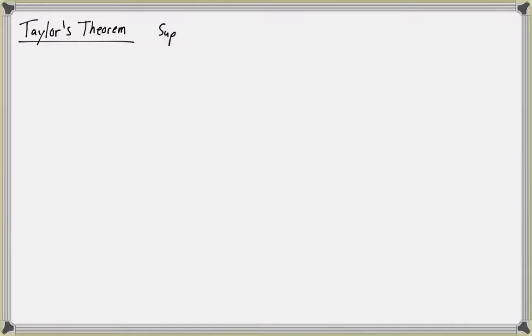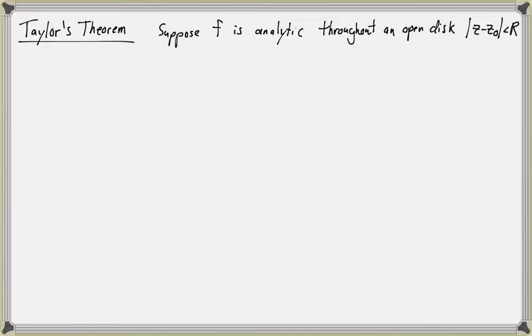So suppose f is analytic throughout an open disk absolute value of z minus z0 is less than capital R0. So this is the open disk centered at z0 with radius R0.